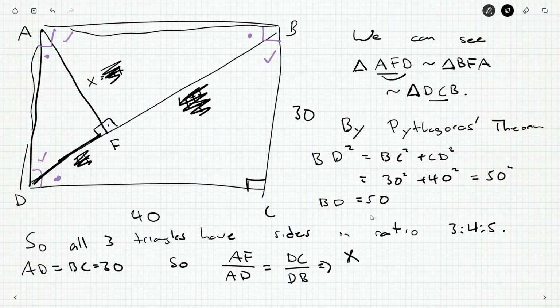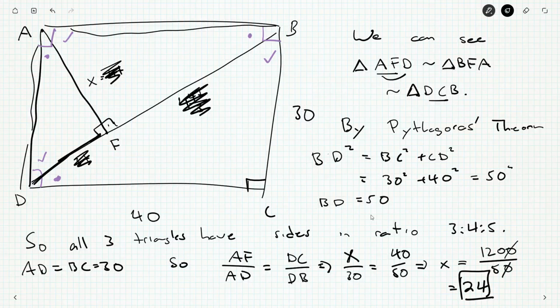So it's going to be x over 30 is the same as 40 over 50, and so I'm going to get x is 1200 over 50, and zeros cancel out, 120 over 5. 120 is 5 factorial, divided by 5 is 4 factorial, so 24. Just managed to squeeze it in. Didn't have to flip the page or anything like that. But there we go, 24.